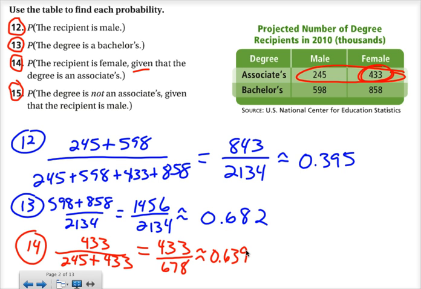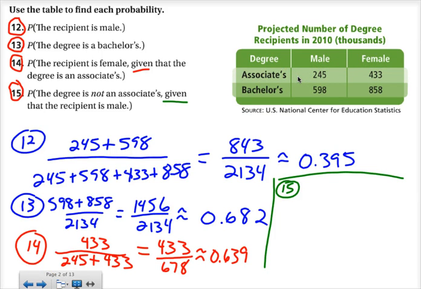Then for number 15, try and fit that up here on the same page. The degree is not an associate's degree, given that the recipient is male. So what I have to do is figure out how many males are in this chart. So we go back and look at the chart and we see that it is this column right here. So that's going to be 245 plus 598.